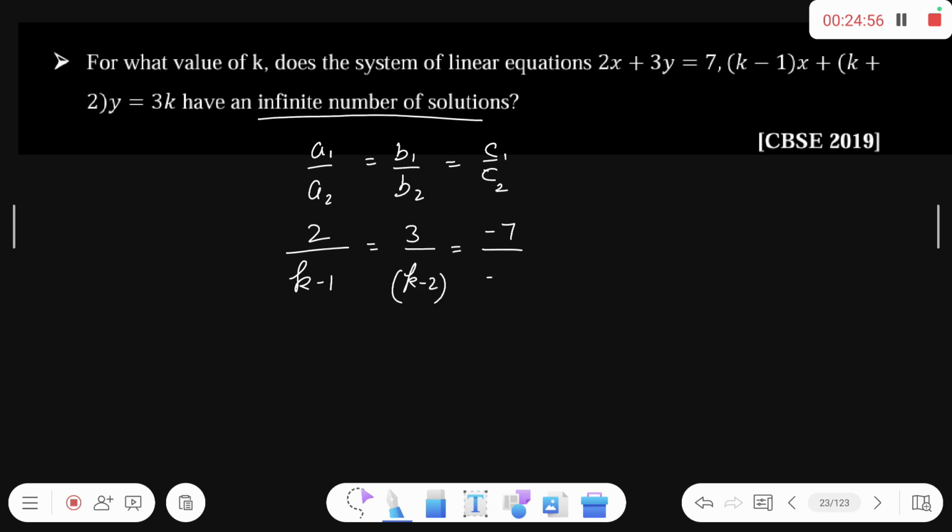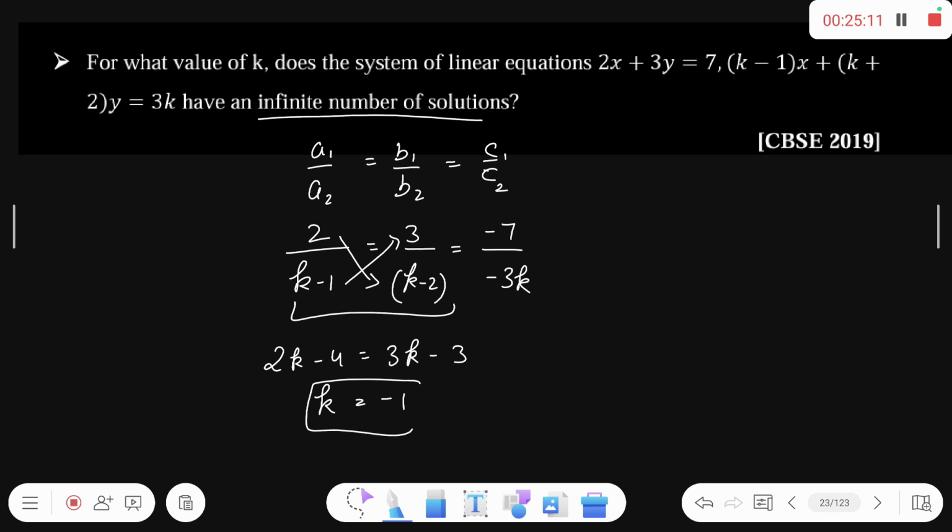equal to minus 3k. Again, taking any two sides, 2k minus 4 is equal to 3k minus 3. So this is k is equal to minus 1. For k equal to minus 1, the set of equations has infinitely many solutions.